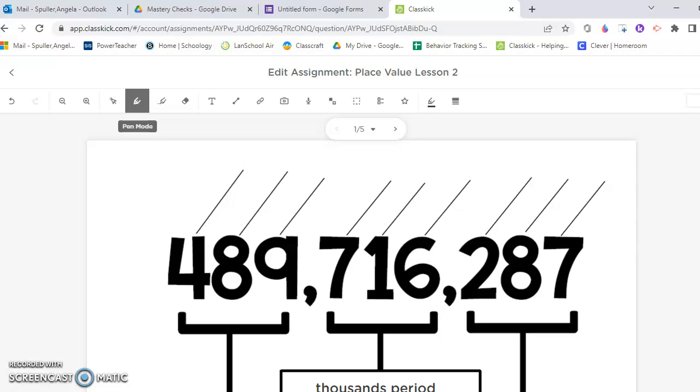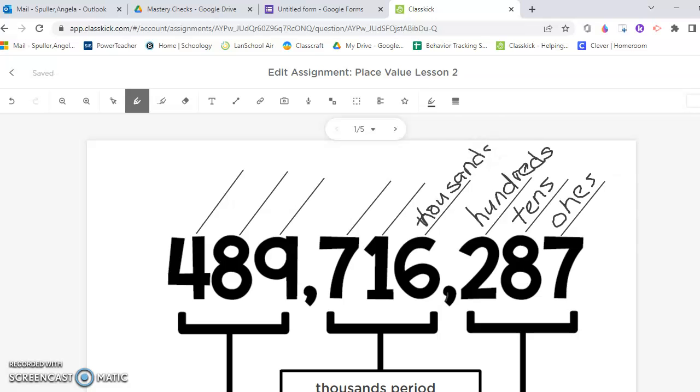So again, we're going to label these. Ready? Ones. Tens and hundreds. Then we have, remember, we get past the comma, we start our thousands. And this is the thousands. We just say thousands.